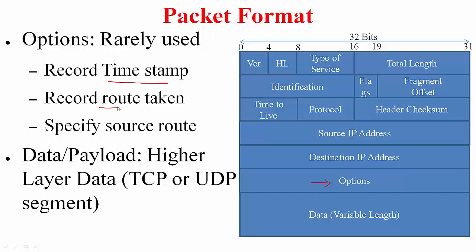You could also record the route taken by a packet. I remember I mentioned that you can support source routing as part of datagram networks. So you can specify the source route as part of options, in which case the routers will use this route to forward the particular packet.